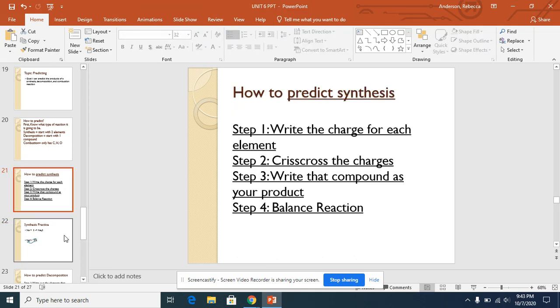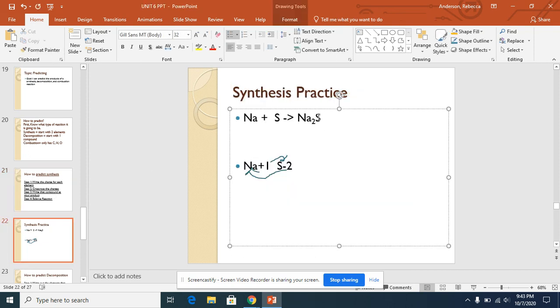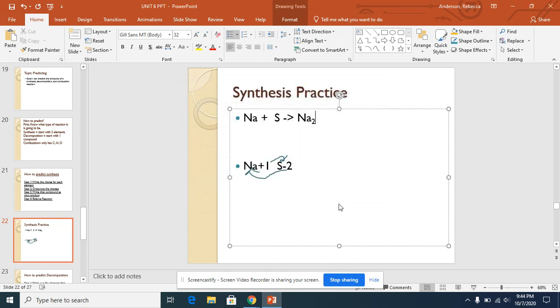Okay, step 3, write the compound for your product. So we did. And then step 4, balance the reaction. So we do that. We have Na and we have S, and the product is Na2S.